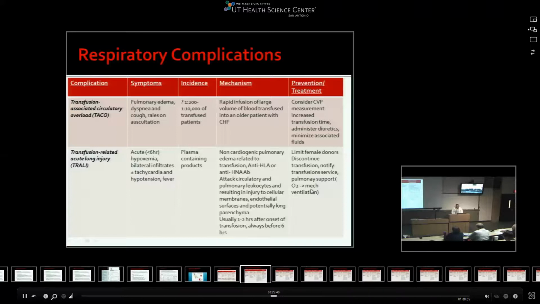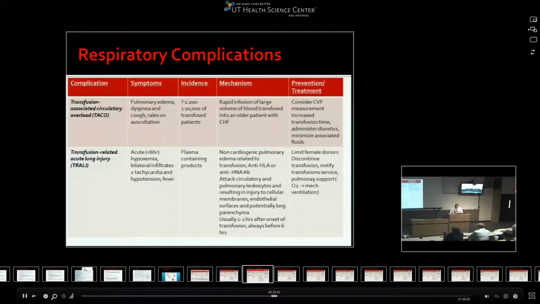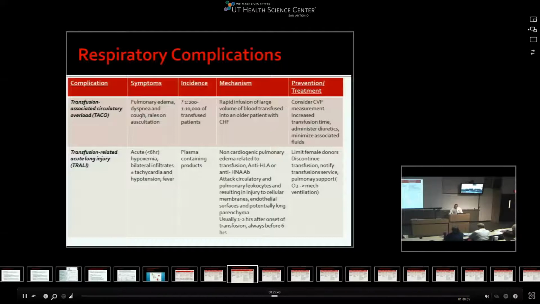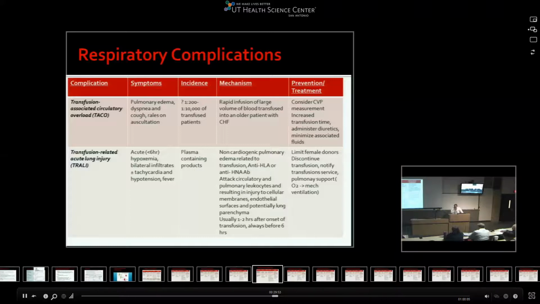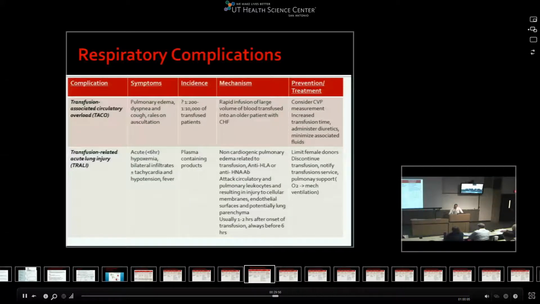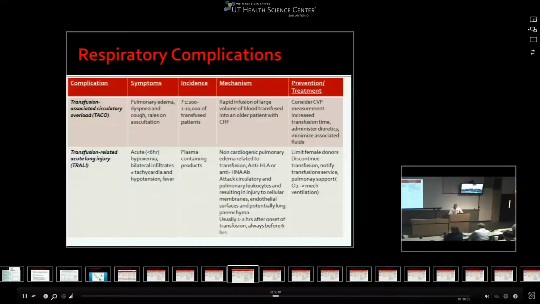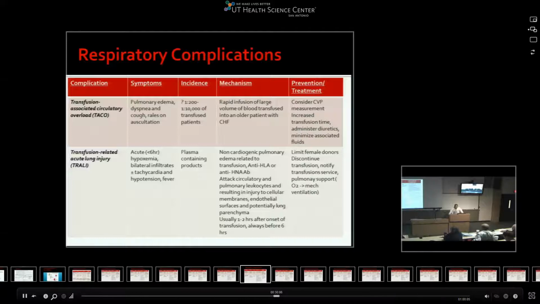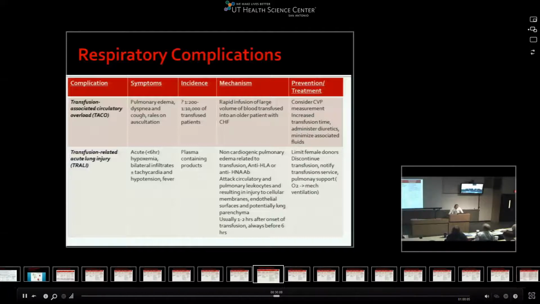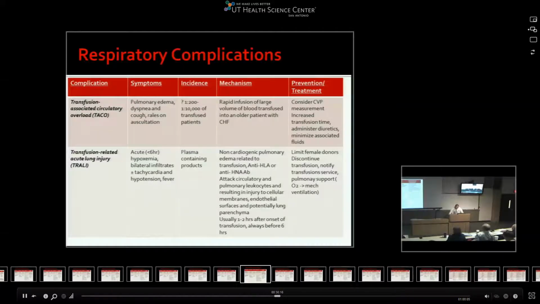Respiratory complications include transfusion-associated circulatory overload, which presents with pulmonary edema, dyspnea, and rales. The thought is that this is due to rapid infusion of large volumes of blood transfused, and it is more common in older patients with CHF. Prevent with increased transfusion time, administration of diuretics, and minimize other associated fluids. Transfusion-related acute lung injury is shown with acute hypoxia, bilateral pulmonary infiltrates, tachycardia, and hypotension.